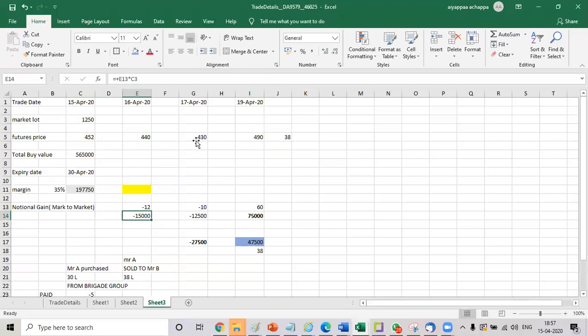Then again the share price further declined to 430. They take 10 rupees from your account and give it to the one who has taken a short position. But if the share price increases, you're in a gain of 60 rupees here. This money will be collected from the seller, and that would be given to you. So like this, every day the mark to market will be calculated by the exchange, and the required adjustment would be done.